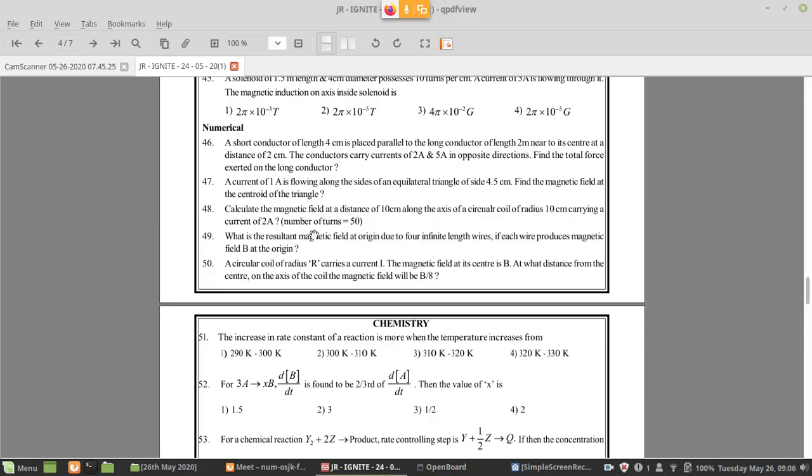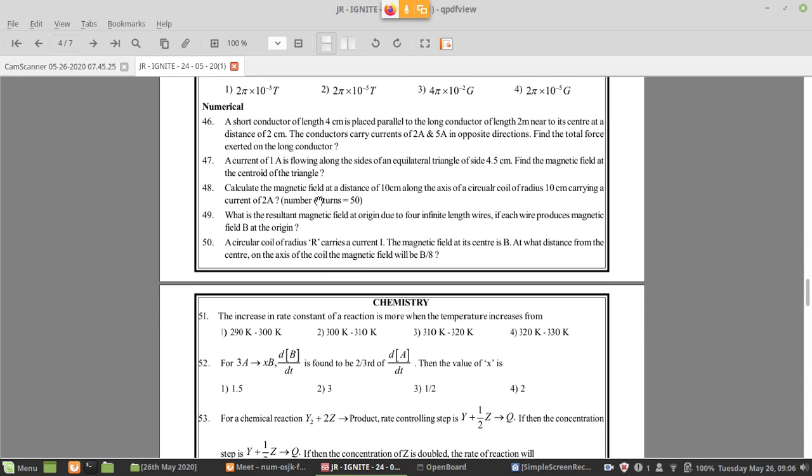Right. The next question. Calculate the magnetic field at a distance of 10 centimeter along the axis of a circular coil of radius 10 centimeter, carrying a current of 2 amperes. The number of turns is 50. Rahul, what is the formula for this? 48th question.